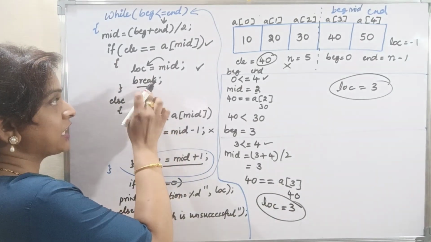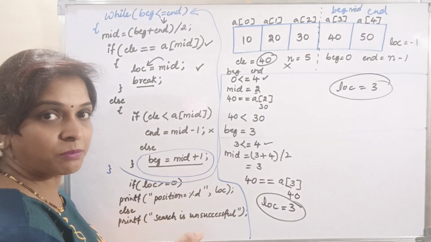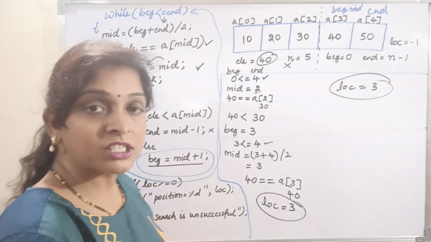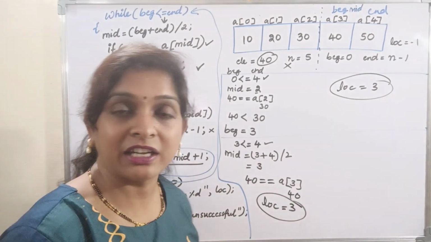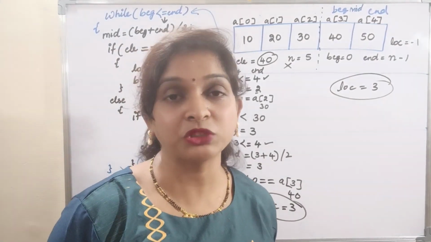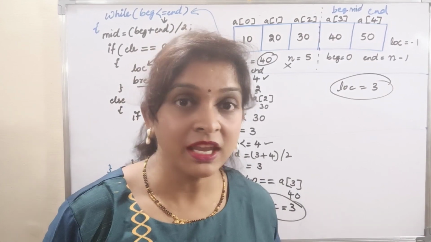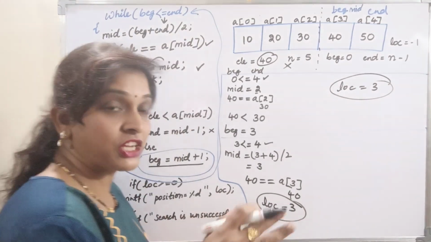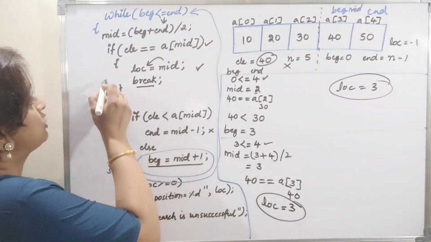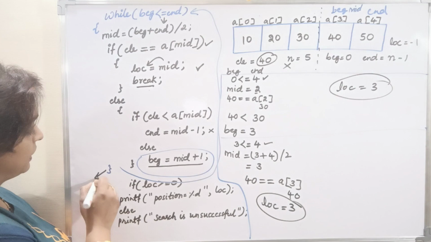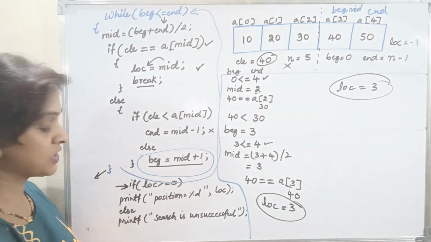Then what is the statement here? An unconditional branching statement is there, which is break, because once I get the position, I need not traverse further and do the searching process, right? I have to simply grab the position and stop the iteration. So in order to stop the iteration, we say break, where I need to come out of this loop and the control will be to this point.